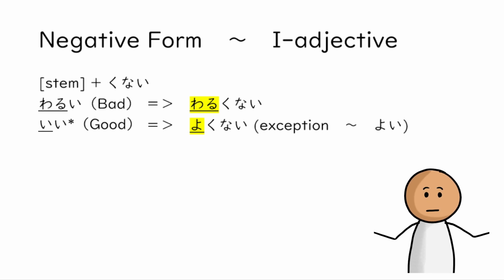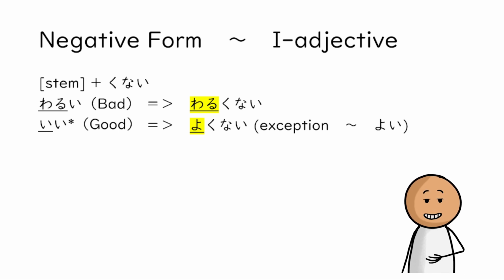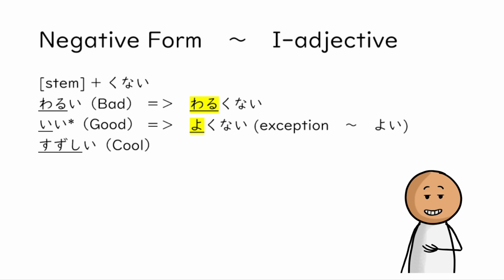In fact, yoi is the written form of the adjective for good, while ii is the colloquial form. However, both are commonly used. That said, actual conjugation exists only for yoi, so that is the form used for conjugation. Here's another example. 涼しい is used to describe the cool temperature of the atmosphere, and the negative form is 涼しくない.